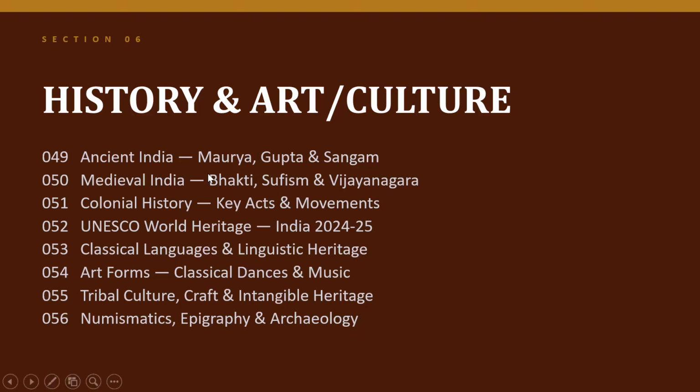Coming on to what are the major themes we are going to cover. In ancient India, we'll cover Maurya, Gupta, and Sangam Age. In medieval India, we'll cover Bhakti, Sufism, and Vijayanagara Empire. Colonial history, we'll cover key acts and movements. Then we'll cover themes like UNESCO World Heritage Site, about India in 2024 and 25, classical languages and linguistic heritage, art and forms, classical dances and music, tribal culture, craft and intangible heritage, and then numismatics, epigraphy, and archaeology.